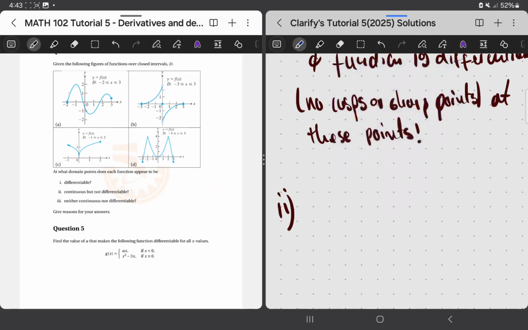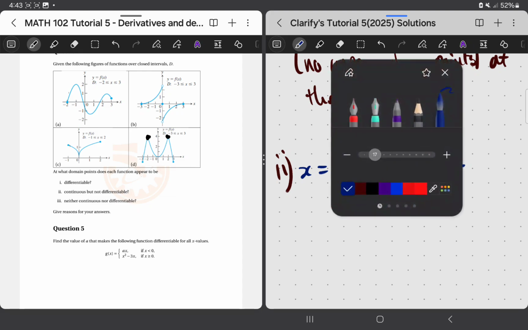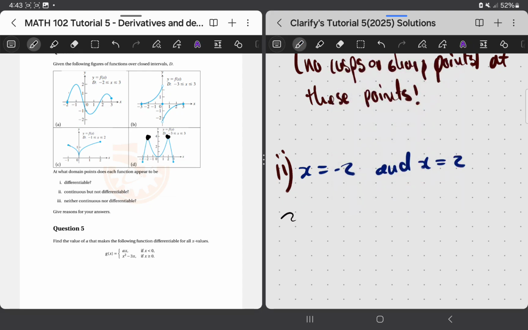How does something become continuous but not differentiable? We choose the whole interval, so it is -3 less than or equal to x less than or equal to 3. Oh no, we want points where it is continuous but not differentiable. So we want points where x equals -2 and x equals 2. These are the 2 points where it is continuous but not differentiable. And what do we say about this? We can show that the function is continuous because there are no jumps or whatever.